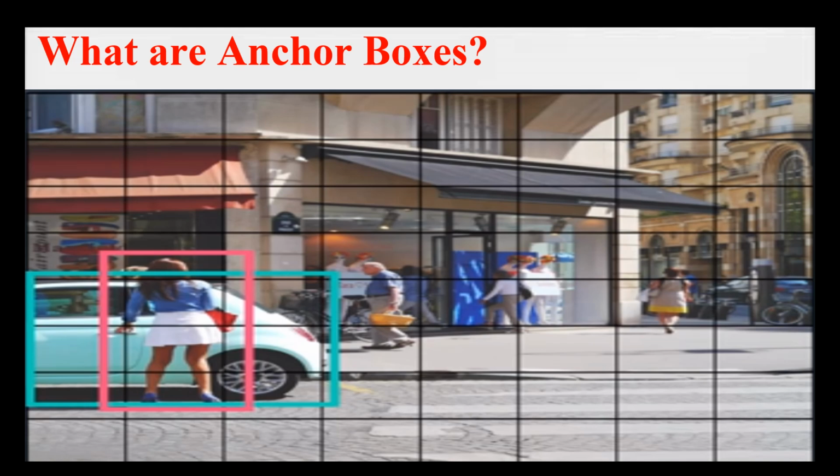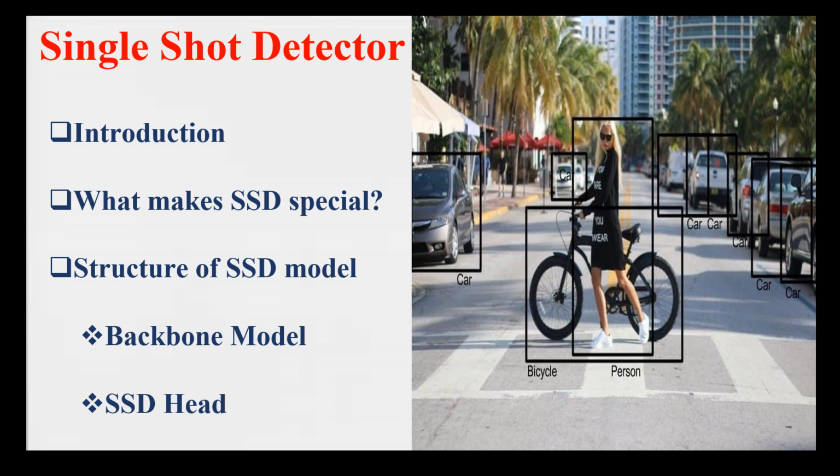Then comes the single shot detector. The single shot multi-box detector is a deep learning model used to detect objects in an image or from a video source. This single shot detector basically has two components: the backbone model and the SSD head. The backbone model is a pre-trained image classification network used as a feature extractor.